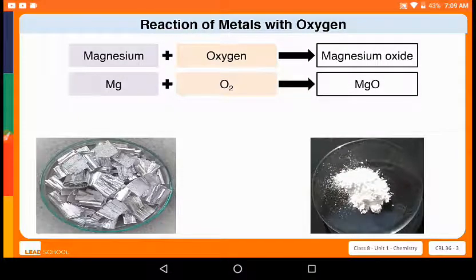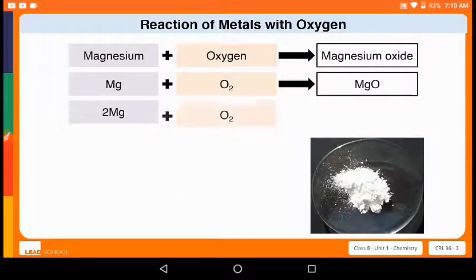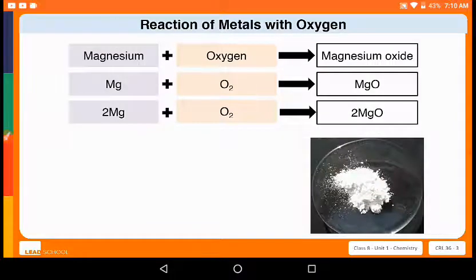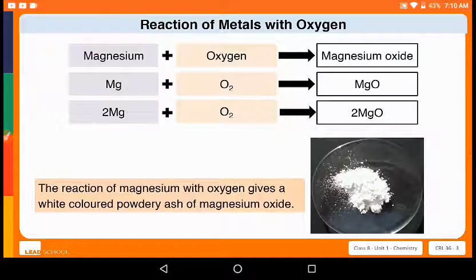Is this equation balanced? We have one atom of Mg and two atoms of oxygen on the left, and one atom of Mg and one atom of oxygen on the right. We can balance this equation by having two atoms of Mg on the left and two molecules of MgO on the right. So the balanced equation can be written as 2Mg plus O2 gives 2MgO. The reaction of magnesium with oxygen gives a white-colored powdery ash of magnesium oxide.